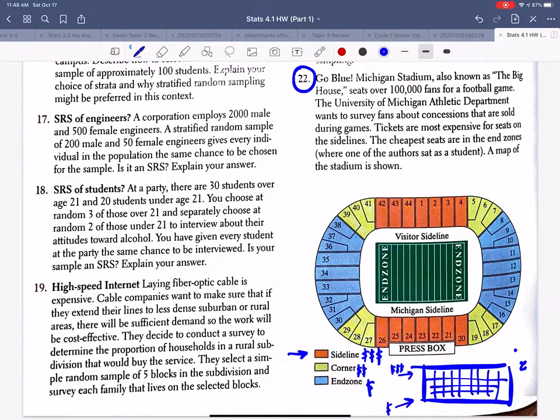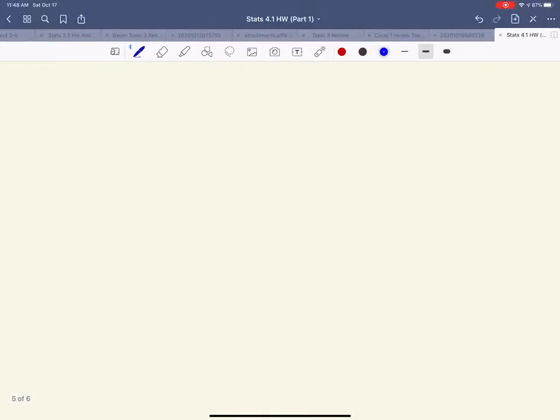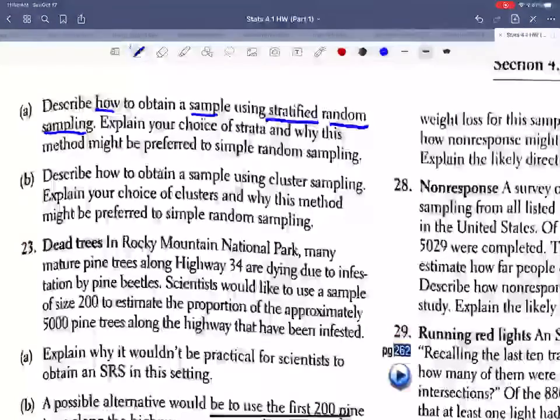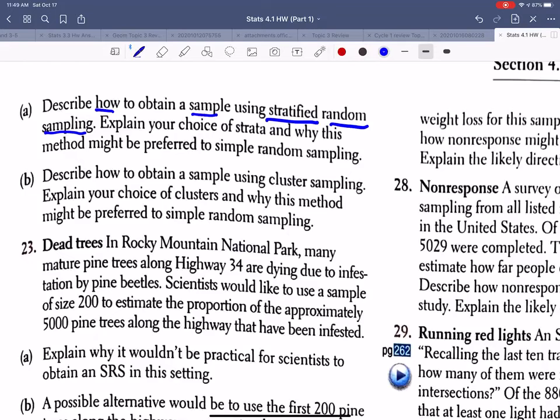So let's look at the question now. The question states, describe how to obtain a sample using a stratified random sample. So this is like our Justin Timberlake example. Explain your choice of strata, we kind of did, and explain why this method would be preferred over a simple random sample.